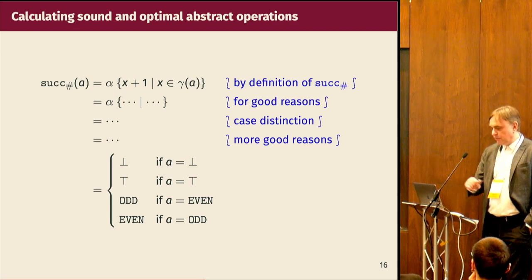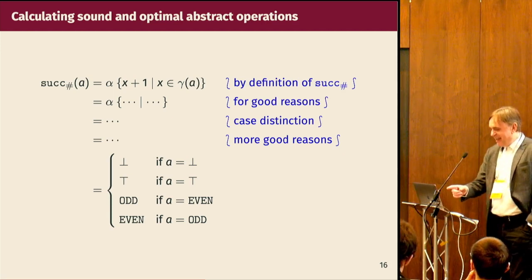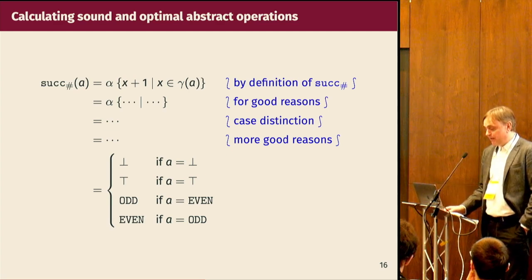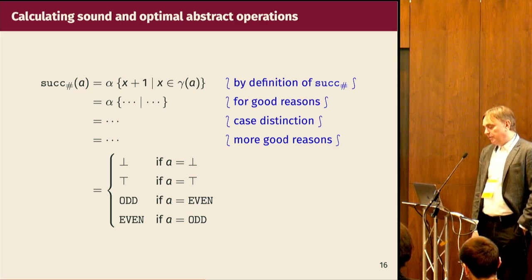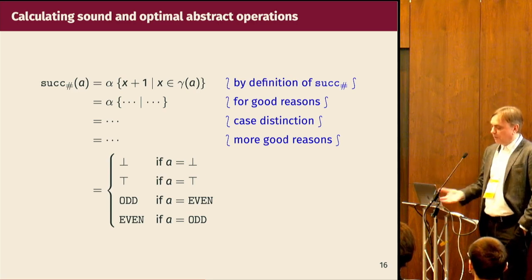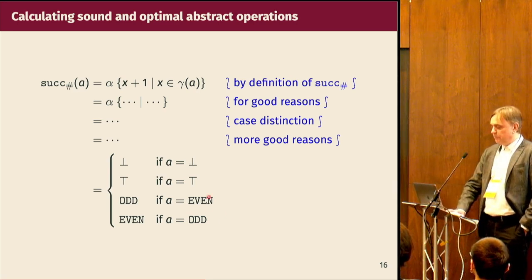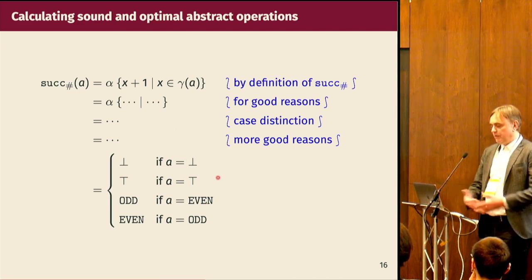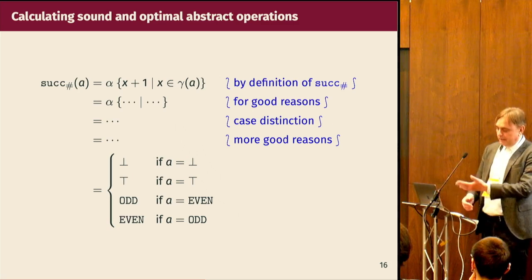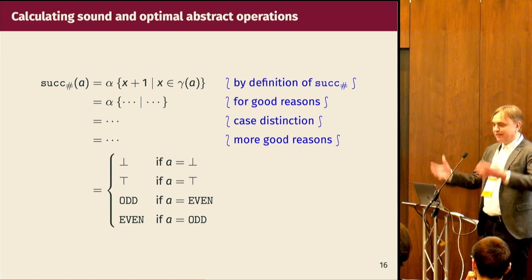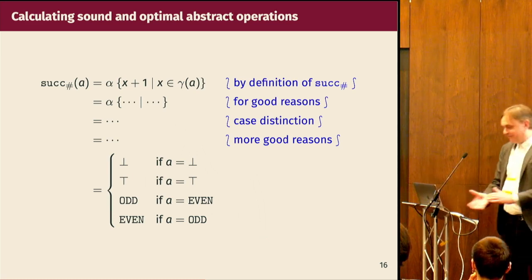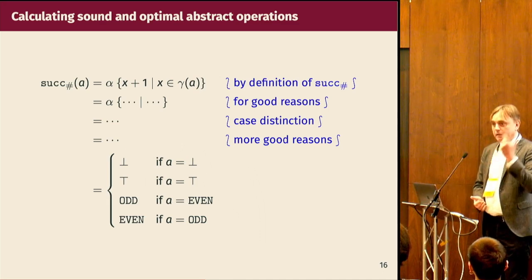So my calculations don't look as good as Patrick's, but let's say, what's the abstract successor operation in the domain of parity? You start to write it's the alpha of the set x plus 1, where x is in the concretization of A. And then you unroll some definitions and invoke some general properties of Galois connections, and maybe at some point you do a case distinction, and then you do more good reasoning, and you get your abstract operator appearing as a 4-case function, just like Venus rising out of the sea, and it's just beautiful. It's beautiful, it's sound, and it's optimal.